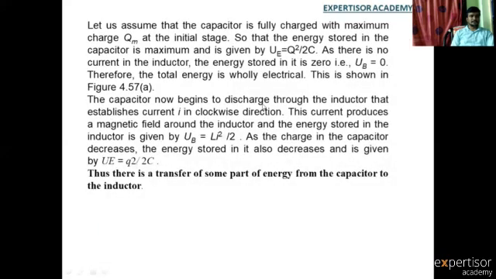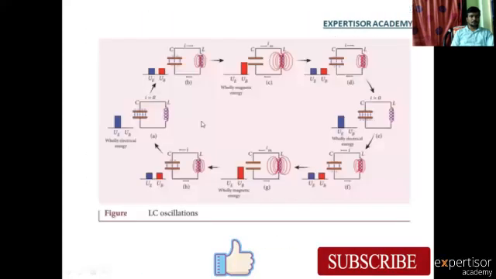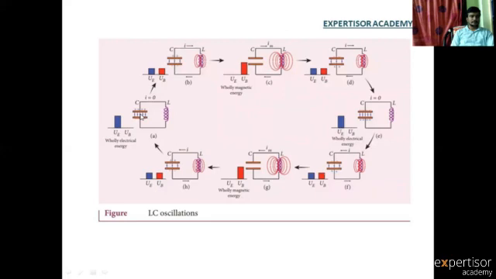The capacitor now begins to discharge through the inductor, which establishes current I in the clockwise direction. Now the energy in this capacitor is discharged in the clockwise direction through the inductor. This current is passing from the capacitor to the inductor. Here, inductor energy is increased. Capacitor energy is decreased.